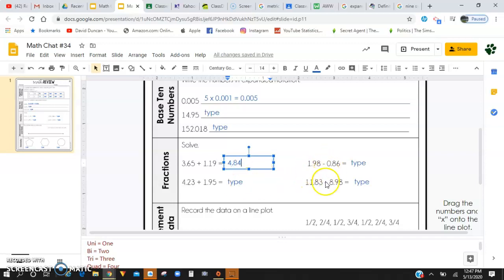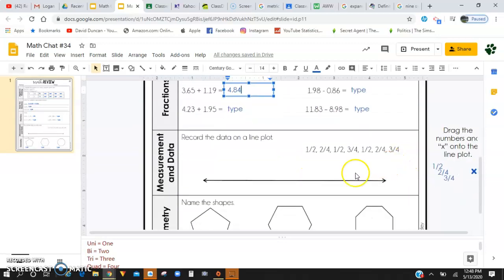With the subtraction, make sure you're putting the bigger number on top, okay? And then you might have to follow some borrowing rules here as well. Down here for measurement and data, you're going to want to record the data on a line plot. We did this in the previous video. You are going to want to move each one of these fractional values onto your number line in order of increasing value. So you're going to want to have the smallest here, middle, and then the largest.